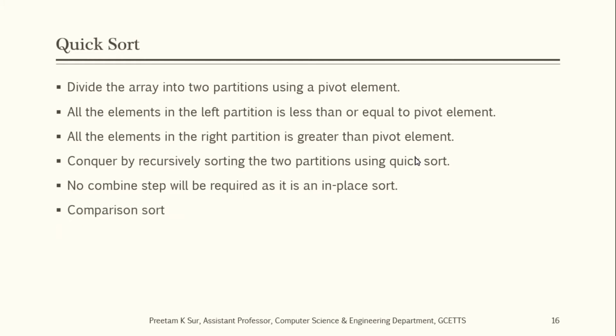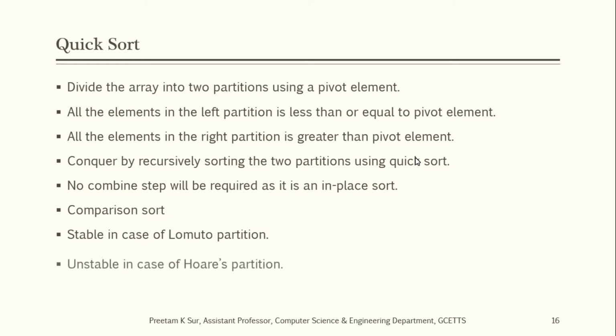Now, quick sort is a comparison sort because it is done by comparing the values of the elements. In case of stability, quick sort is stable if we use the Lomuto partition, but quick sort is unstable if we are using the Hoare partition. So there are various partition algorithms available for quick sort which you can use in the divide step.